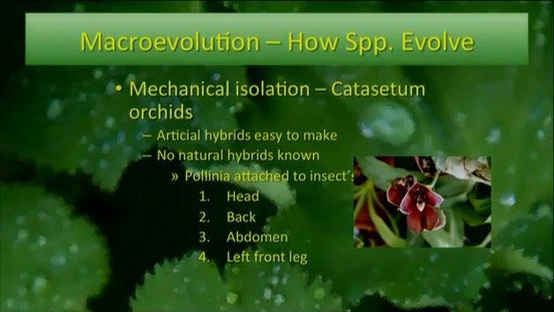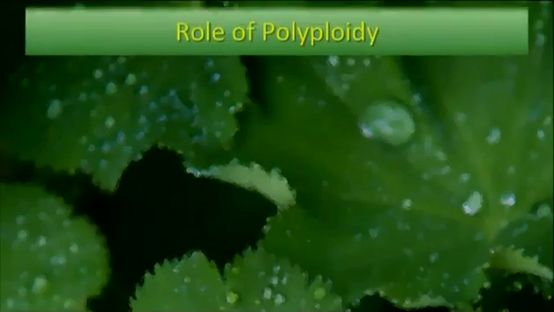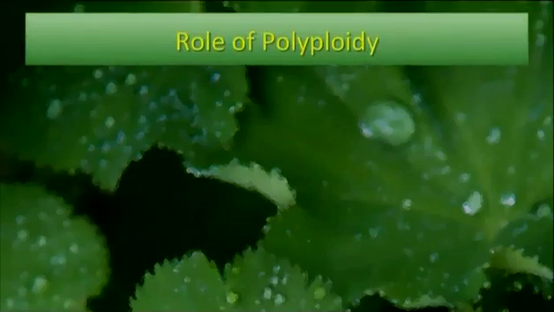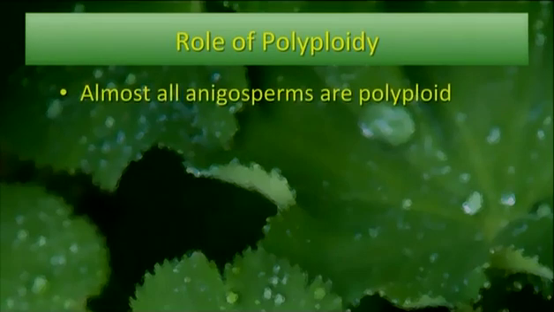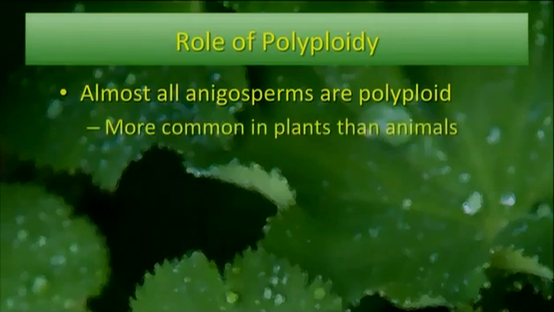Each species will attach their pollen or pollen sacs to different parts of an insect's body. Now, the role of polyploidy. Remember we talked about ploidy a little earlier, about haploid and diploid, triploids and tetraploids. Almost all angiosperms are polyploids. It's much more common in plants than in animals.